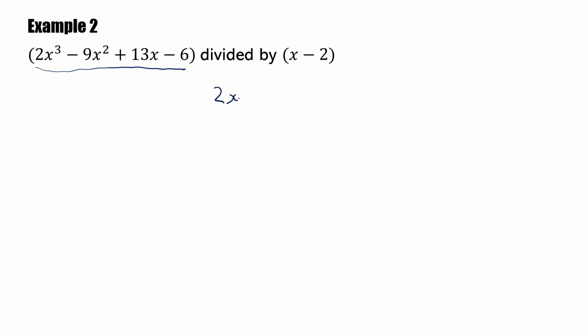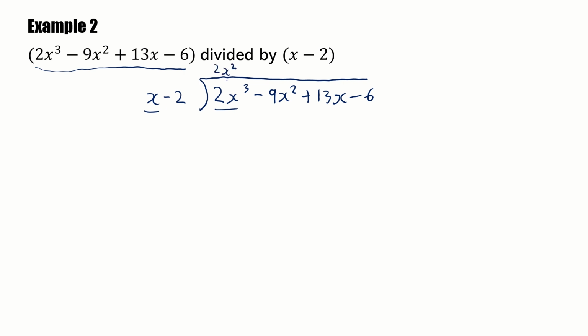So we're going to write 2x cubed minus 9x squared plus 13x minus 6, weird curvy bit, straight line, and then write x minus 2. Highest power thing here, highest power thing here. 2x cubed divided by x is 2x squared. And then 2x squared times x minus 2 would be 2x cubed from doing 2x squared times x, and 2x squared times minus 2 will get me minus 4x squared.